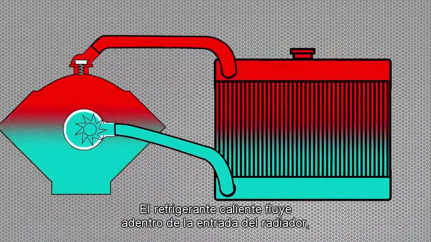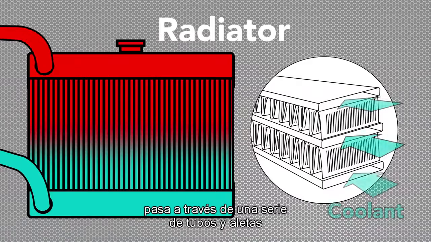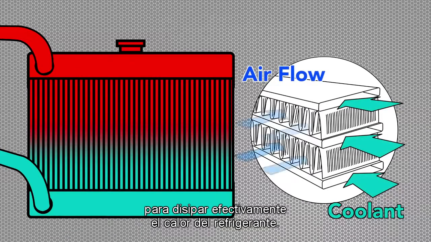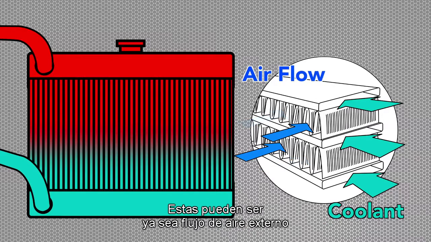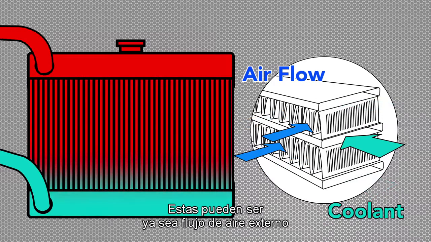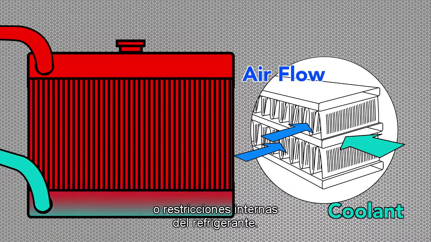Heated coolant flows into the radiator inlet. It is passed through a series of tubes and fins that effectively dissipate the heat from the coolant. Radiator restriction can compromise its ability to transfer heat. These can be either external airflow or internal coolant restrictions.